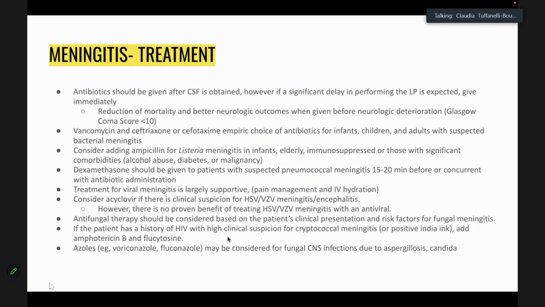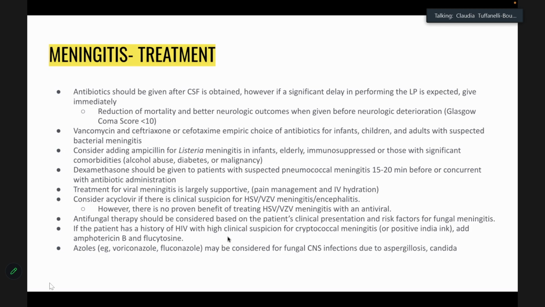The antibiotic of choice may vary in Vietnam. That's something I would talk to your pharmacist about or your infectious disease specialist. Here, we typically use vancomycin and ceftriaxone as empiric antibiotics. And then you can also consider adding ampicillin if it's an infant or an elderly or an immunosuppressed patient. Again, you may do something differently in Vietnam because there is such a high likelihood of tuberculosis, so you would need different treatment. So something to consult about.